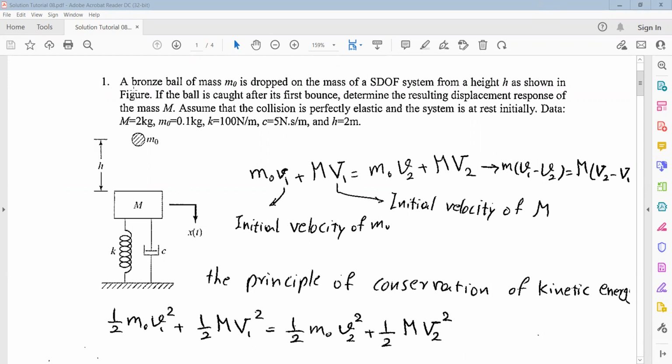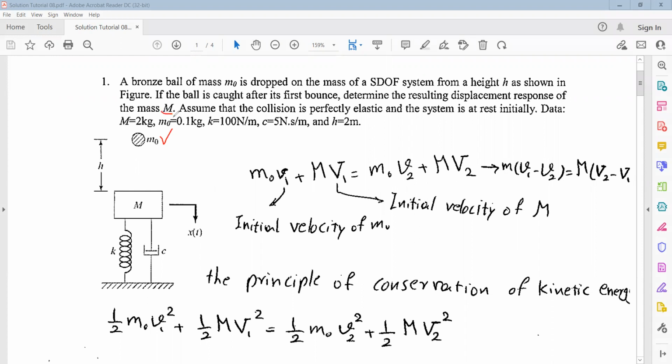The first one: we have a bronze ball of mass m naught dropped on the mass of an SDF system from a height h, as shown in the figure. Here you can see we release this mass m naught from this height h, and we will have one impact here. If the ball is caught after its first bounce, determine the resulting displacement response of the mass M.